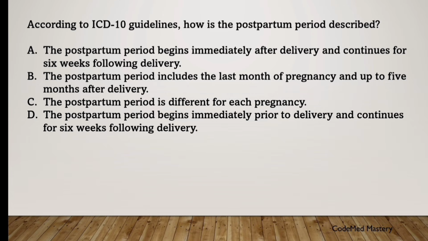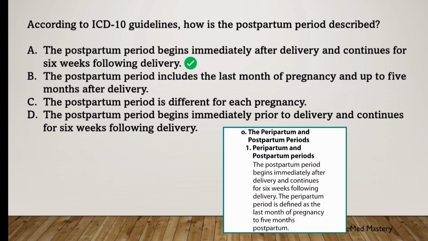Next question. According to ICD-10 guidelines, how is the postpartum period described? The correct answer is option A. The postpartum period begins immediately after delivery and continues for 6 weeks following delivery. You can find this definition in your ICD-10-CM manual, chapter 15, Pregnancy, Childbirth and the Puerperium. In that, below the title, Peripartum and Postpartum Periods, you can find the definition. The postpartum period begins immediately after delivery and continues for 6 weeks following delivery. You can highlight this.